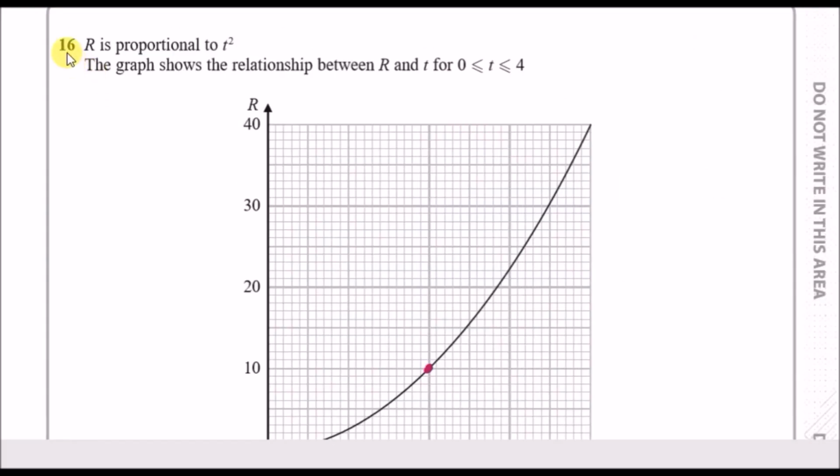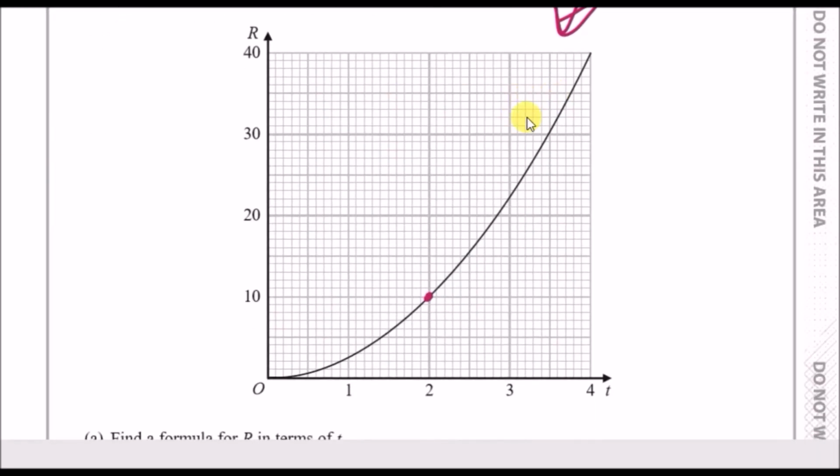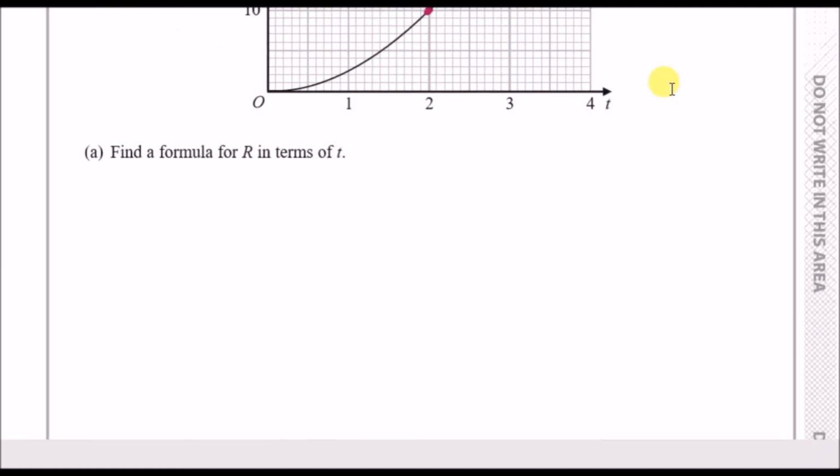So 16. It says here that R is proportional to T squared. Okay, so what this means firstly is that the keyword proportional is literally a symbol for this notation, which in turn is another symbol for equals K. Now what it's telling us is that R, the subject of the equation, is equal to some scale factor K times T squared. And that's it. That's literally the equation describing this curve right here. And that's what the question says. And that will give you 1 mark.